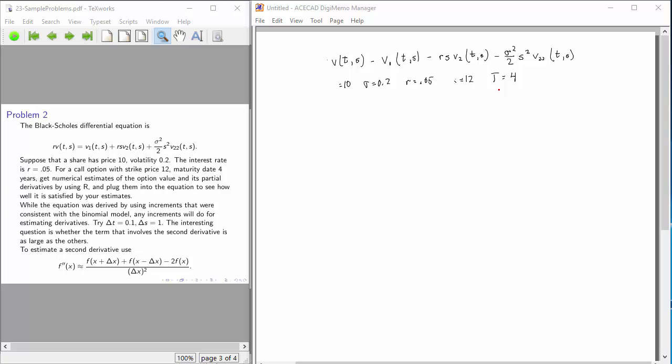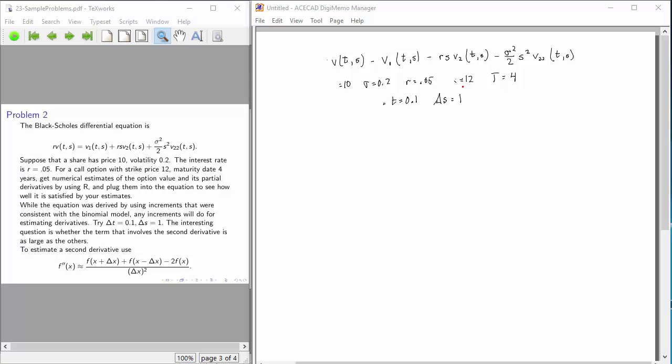And since we have the Black-Scholes formula, we can get numerical estimates not only of the value of the option, but of all its partial derivatives, and then we can plug them into the equation to see how well this equation is satisfied when you estimate these derivatives with finite differences. I'm going to do this using a time increment of 1/10 of a year and an increment in share price of $1.